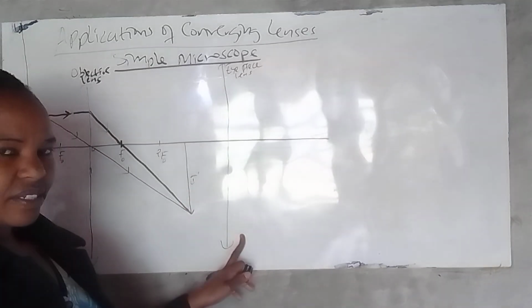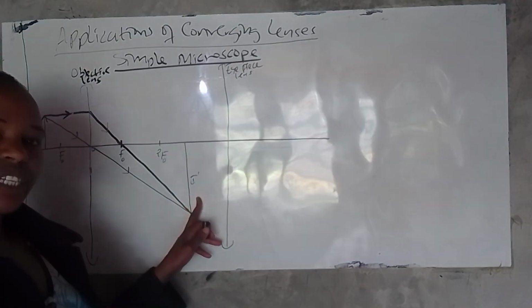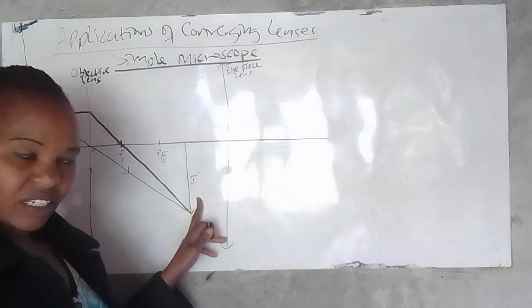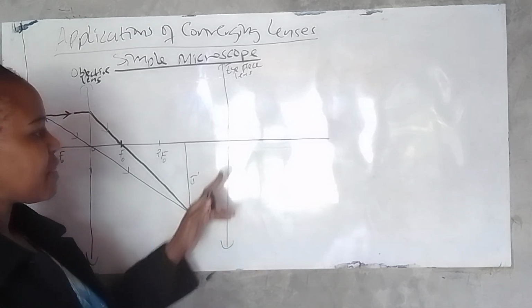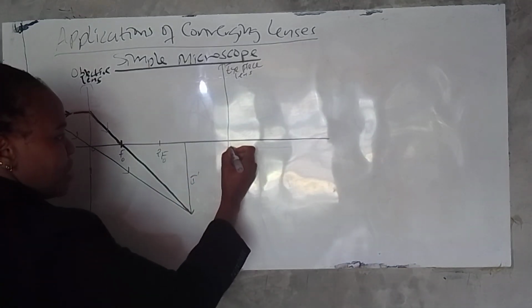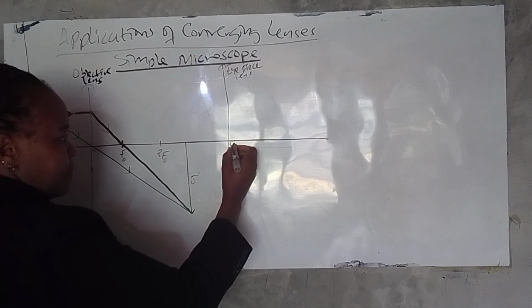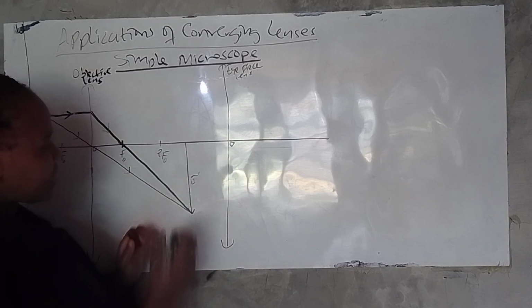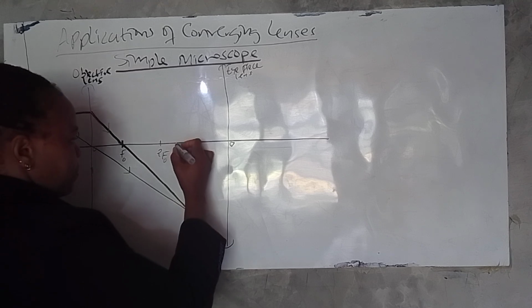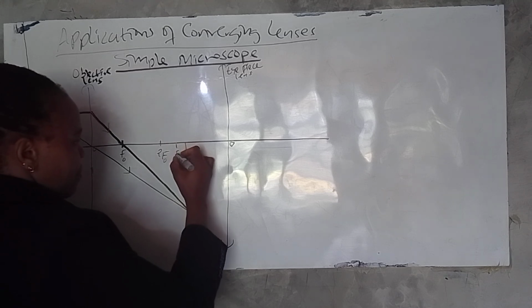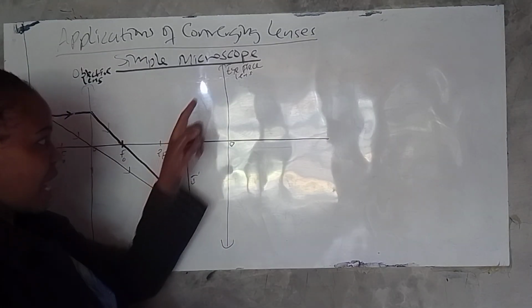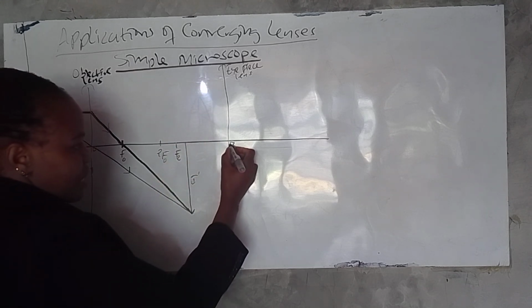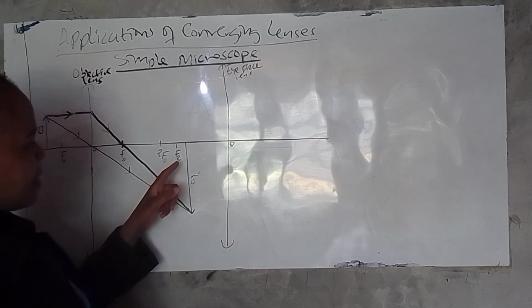Number two, I put this eyepiece in such a way that the object, which is the image to the first lens, the objective lens, falls between its principal focus and the optical center. This is the optical center of the eyepiece, and I want this object to fall there. This is FE. So what does FE mean? The principal focus of the eyepiece. This is the optical center of the eyepiece.